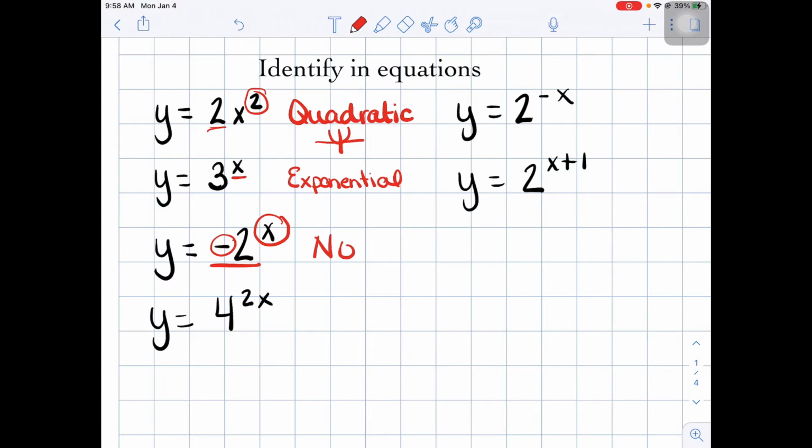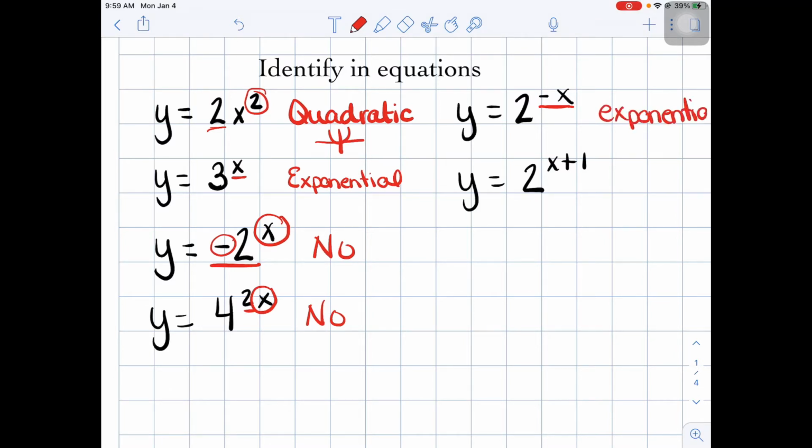Now, notice on this one, we have an exponent here, but we also have a 2. So this cannot be exponential because that 2 changes things. That is not exponential. This one, however, has a negative x. It is exponential. It just means that whatever number we put there, it makes this decay. We're going to learn about that. So this is exponential.